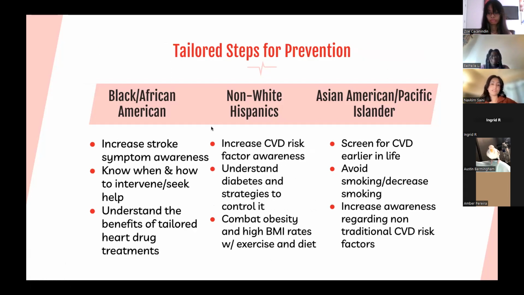When looking at prevention in terms of the African American community, it's important to increase stroke symptom awareness, to know when, where, and how to intervene and help, and to understand the benefits of tailored heart drug treatments. When looking at the Hispanic community, there should be, like I said before, increased CVD risk awareness, a greater understanding about diabetes, and a greater understanding on how to combat obesity and high BMI rates.